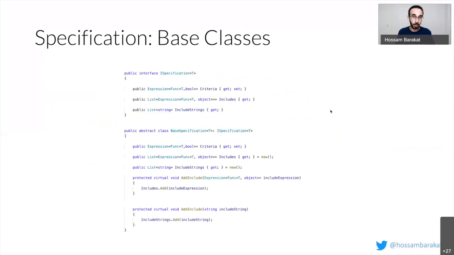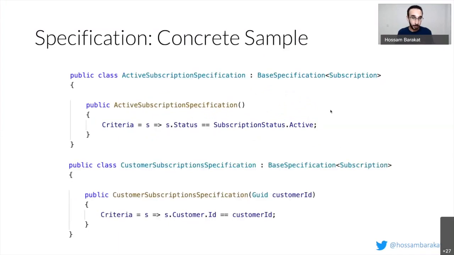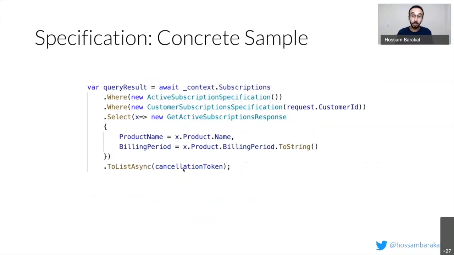With that base specification class, I can start creating concrete specifications. Getting the active subscriptions becomes a class where I define the criteria, and with more complex cases, I can identify the pagination logic, the sorting, and different things that I would like to add. I can have another specification for the customer subscriptions. With those two specifications, I can have my own where method that accepts the specification, as we can see here: where new active subscription specification.